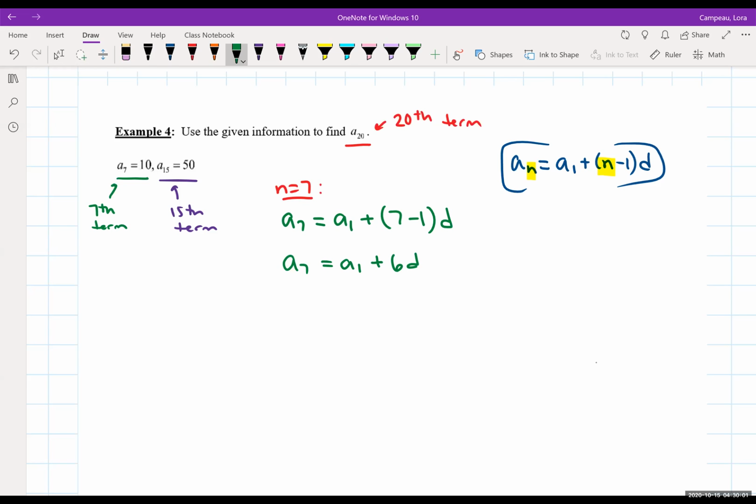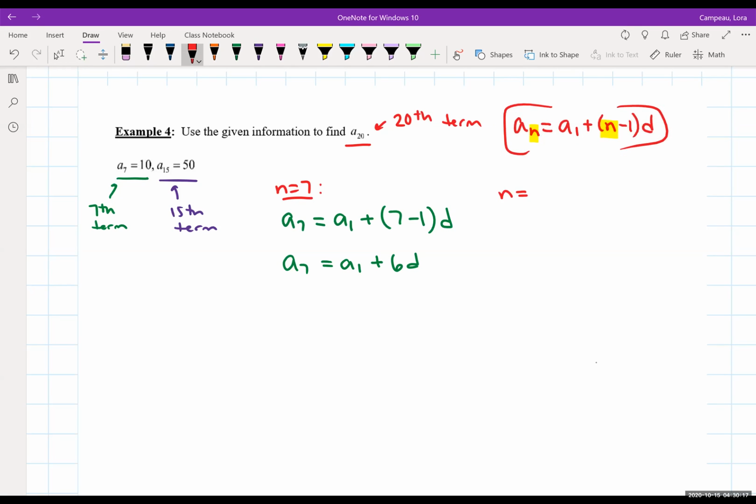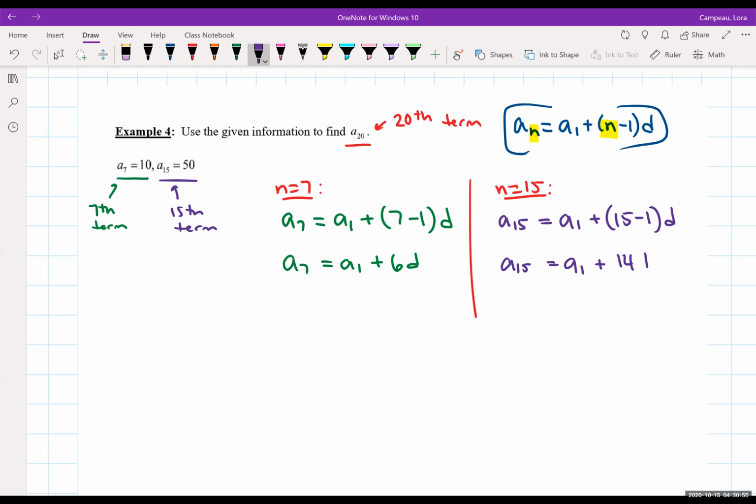So right now we're all right. Let's do the same with n equals 15. I'd like to keep it color coded though. So n equals 15. We are going to do the same thing. We will be looking at a sub 15, replacing n with 15. It's going to give us a sub 1 plus 15 minus 1 times the common difference d. Simplifying again, we get a sub 15 equals a sub 1 plus 15 minus 1 is 14, so 14d.